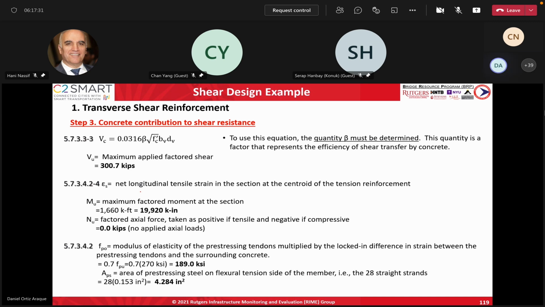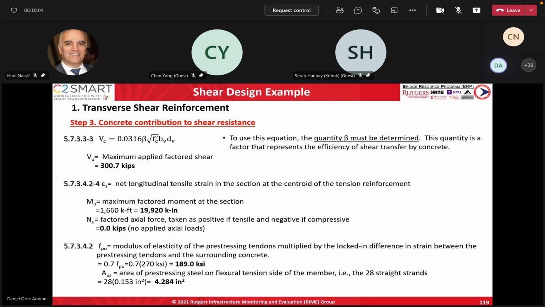We're also going to need the moment at this section, and Nu, which is the factored axial load, the external axial load, which in this case has nothing applied, so we're going to take it as 0. And we also need the fpo, which is the modulus of elasticity of the pre-stressing tendons multiplied by the locked-in difference in strain between the pre-stressing tendons and the surrounding concrete. That just means it's 70% of fpu.